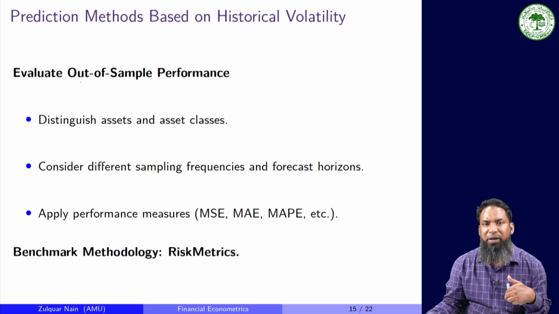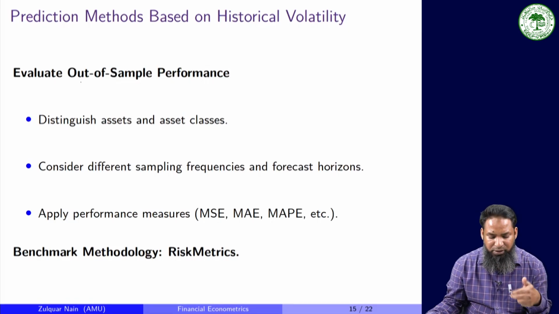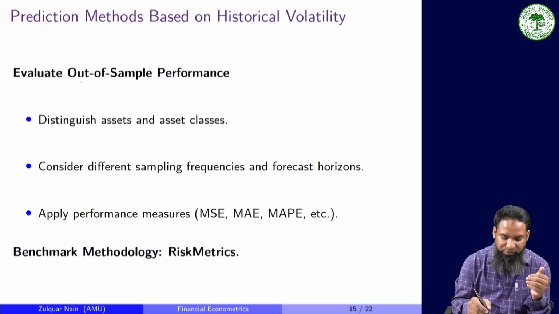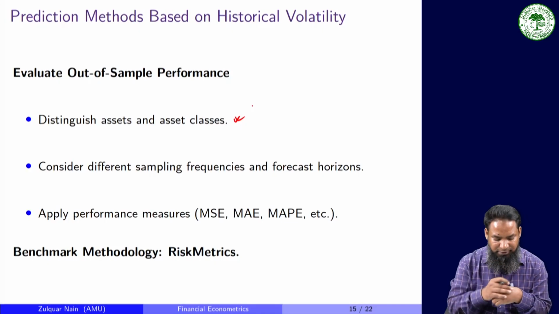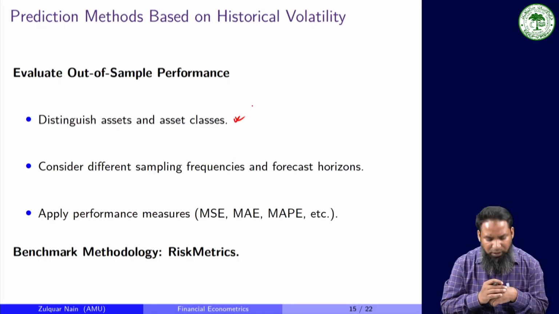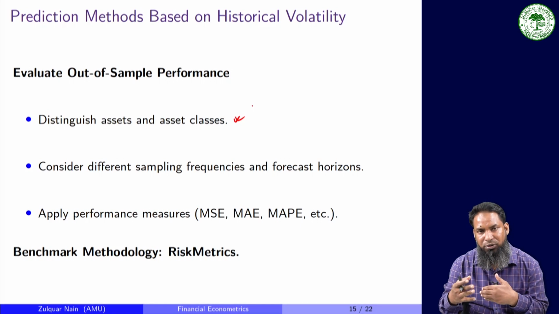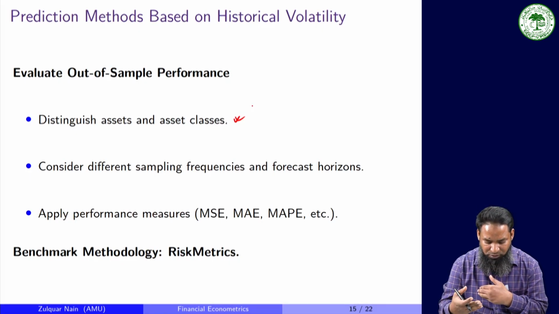However, once we estimate, it should be evaluated. So how do we do that? There are different methods. The assets and asset classes will differ for different assets and asset classes. We should also try different sampling frequencies and forecast horizons to evaluate the out of sample performance, or the forecast, of those models.